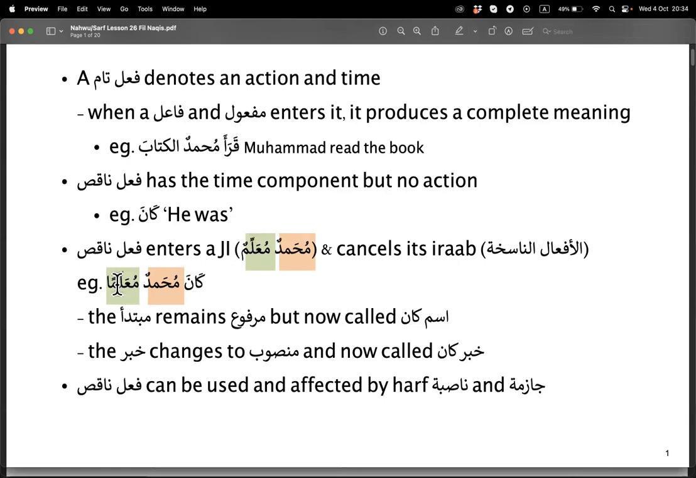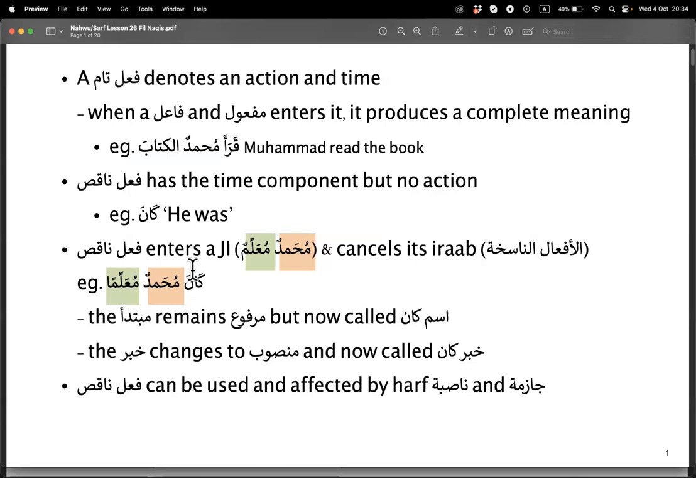And then kana changes muallimun to become mualliman. So this khabar now becomes khabar of kana. Kana is like a fi'il, it works also like a fi'il. Technically, this is fi'il madi, and then it looks like a fa'il, looks like a maf'ul, because this is rafa and this is nasab, right? It looks like fi'il madi, fa'il, maf'ul. But we don't use that term for kana.